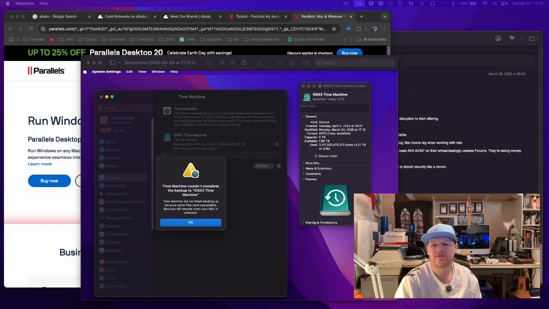So essentially, yeah, this is the error. Time Machine couldn't complete the backup. The Time Machine did not finish backing up because some files were unavailable. Backup will resume when your Mac is unlocked. I talked to Apple. I'm like, what does that mean? They don't know what it means. It's just the standard usual stuff of like, well, try your cords, try your connections.